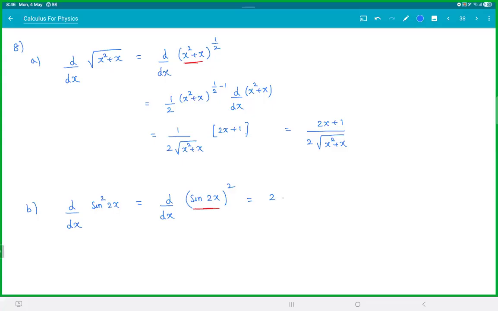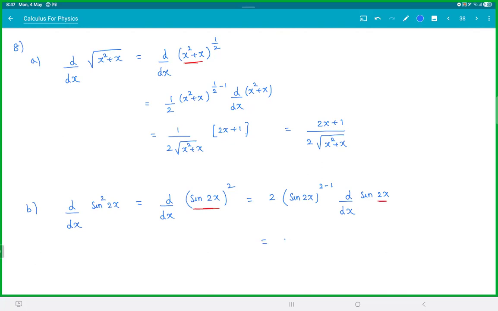So this is 2 into the function, which is sine 2x, power 2 minus 1, and then differentiate whatever is inside. Please ask me if anyone is confused. These things are important because later on I will assume you'll know these things and then we will frame questions based on that. But remember again, this is sine 2x, not sine x. So we have to differentiate this again. Basically, you have to keep doing this till you get dx by dx.